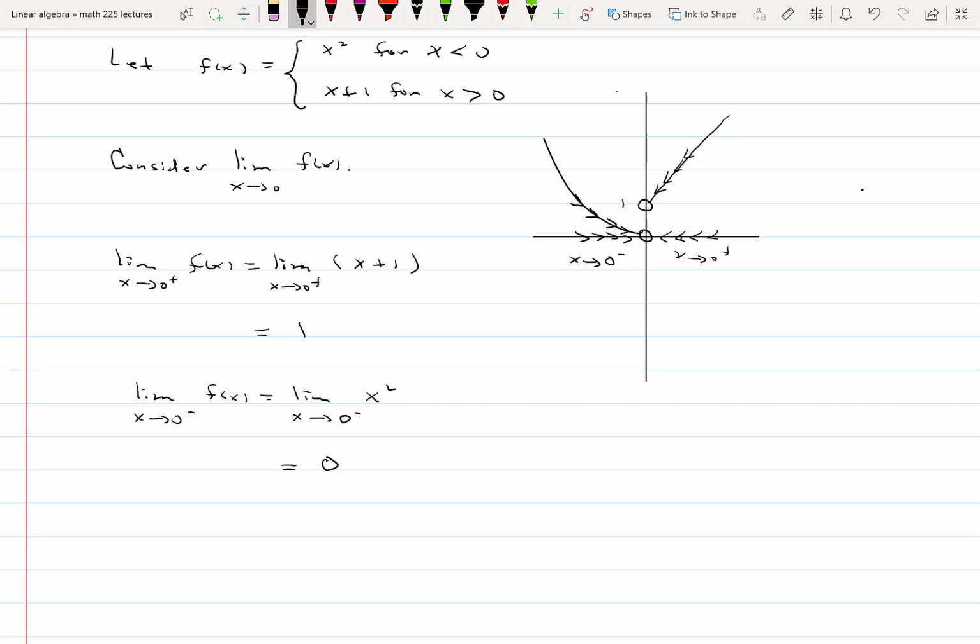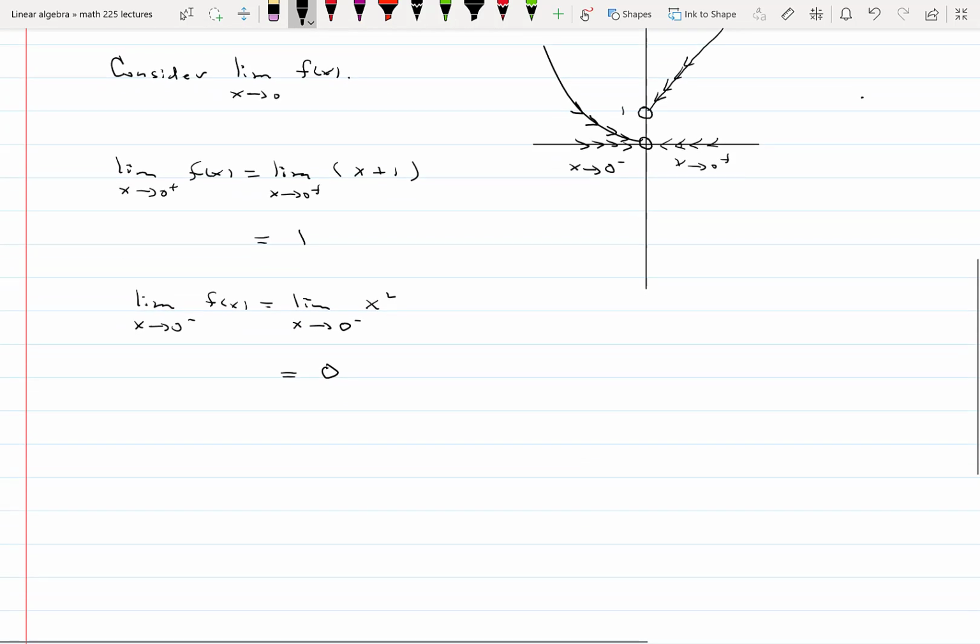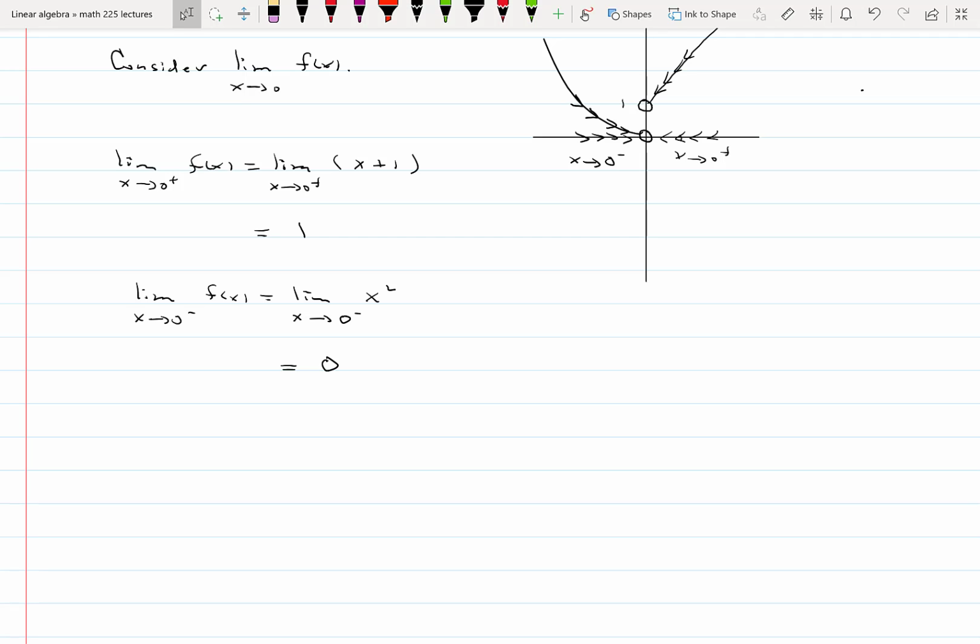or we can imagine taking a small negative number. That means x approaching 0 from the left represents small negative numbers. If you take a small negative number and square it, you get something that's still small. It's now positive, but it's still small. So the limit as x approaches 0 from the right and from the left give us two different values. So the limit, the plain old limit, the limit as x approaches 0, simply does not exist.